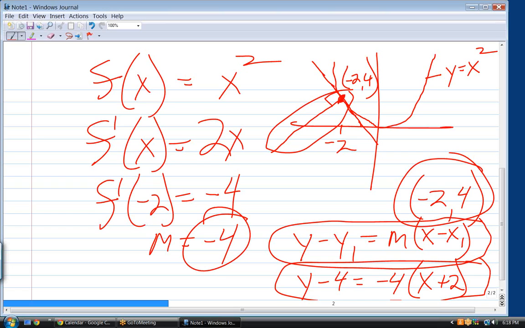Y minus 4 equals 1/4 times x plus 2. Good. In other words, it goes through the same point. The only difference in this line at all is it has a different slope. It has a slope of 1/4, positive 1/4.